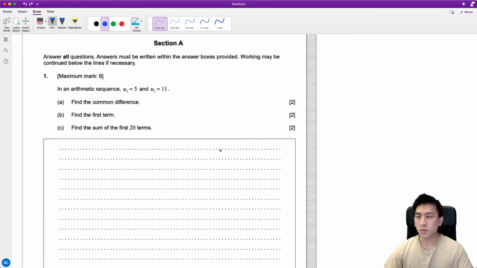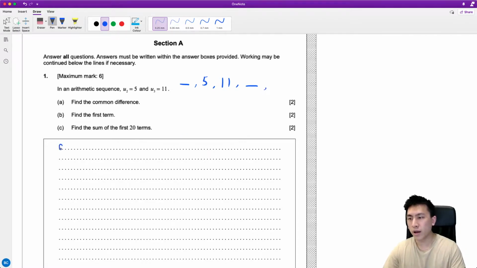All right, question 1. This is a very straightforward arithmetic sequence question. They simply tell you that u2 is 5 and u3 is 11, meaning the second term is 5 and the third term is 11. So that means you have a sequence. The first term is unknown, and then the second term is 5, and then the next one is 11, and then of course the next one is something else, right? And then it goes on and on.